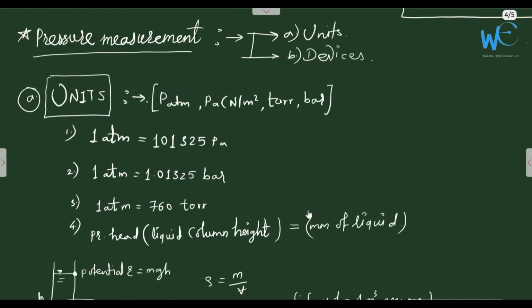Here I already wrote, one atmosphere is equal to 101,325 Pascal or Newton per meter square. Then one atmosphere is equal to 1.01325 bar. Third, one atmosphere is equal to 760 torr. And fourth one is pressure head.